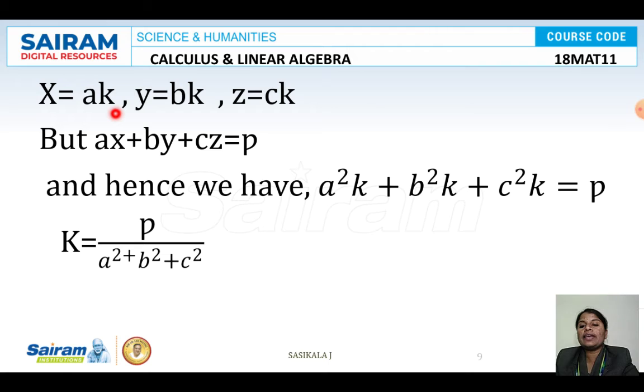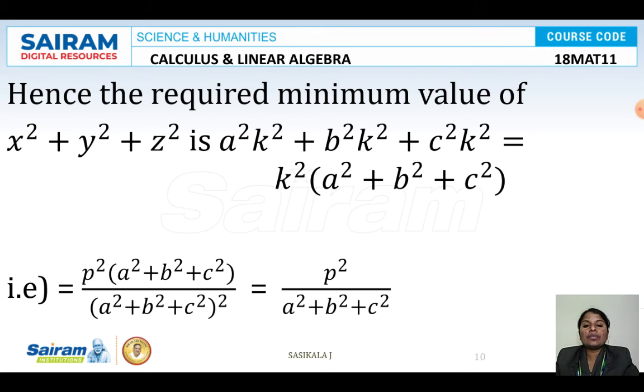So substitute k here. You will get ap by a squared plus b squared plus c squared for your x. And this will be bp by a squared plus b squared plus c squared for y, and z similarly. So this value is the required minimum point. Now you can substitute: x squared plus y squared plus z squared is nothing but k squared times (a squared plus b squared plus c squared).